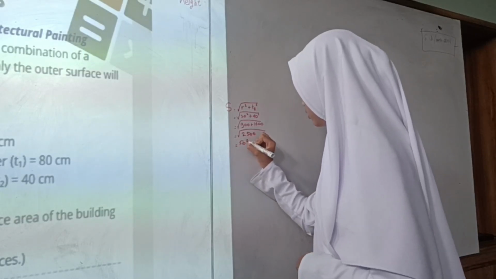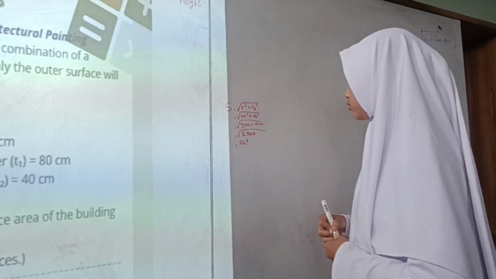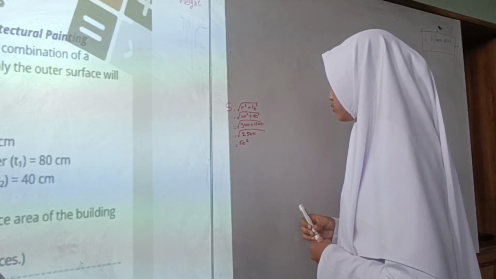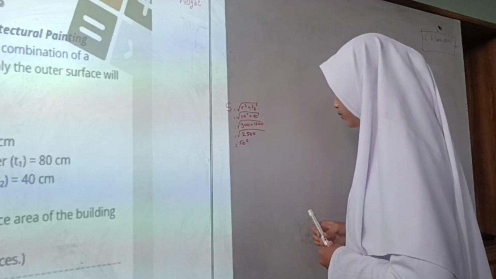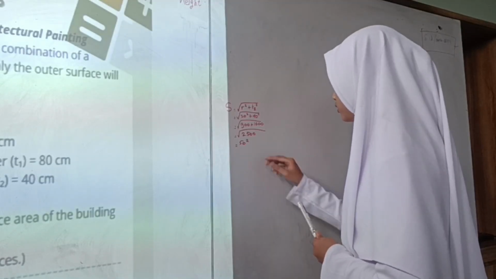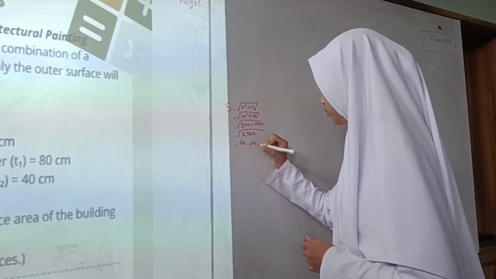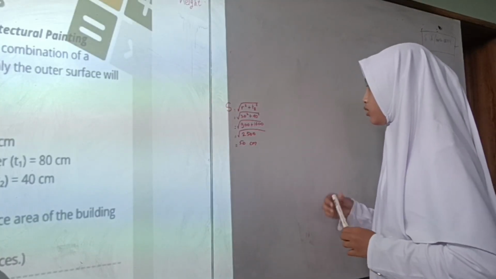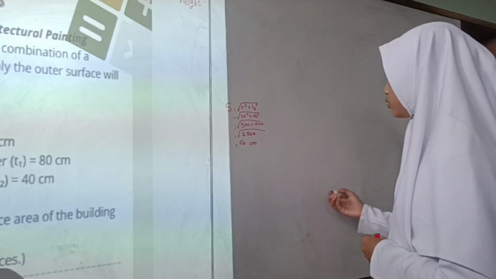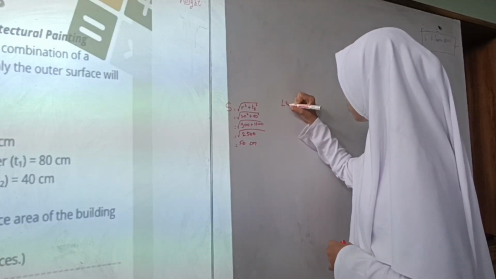So it becomes 50, just 50, not 50 square. Tidak pakai pangkat 2 centimeter. So it's 50 centimeter. Then we will find the total area, which is the L total.